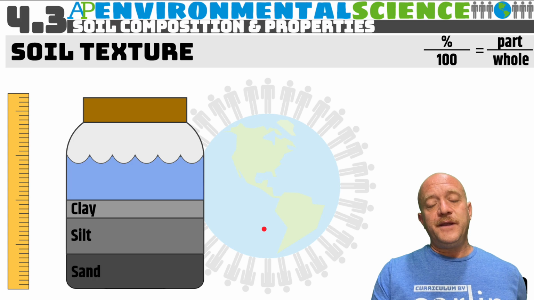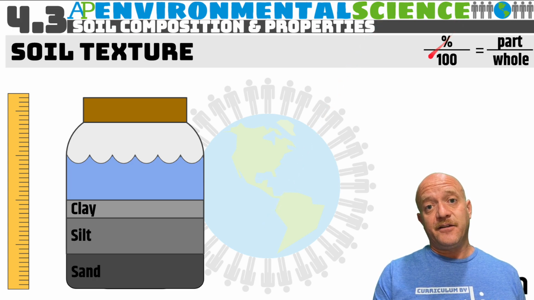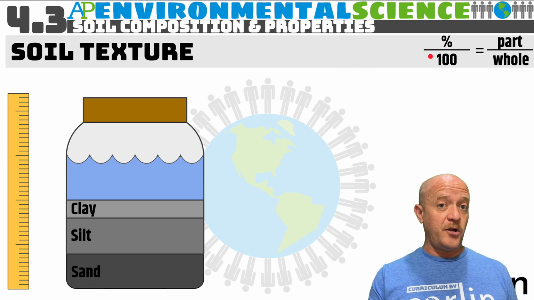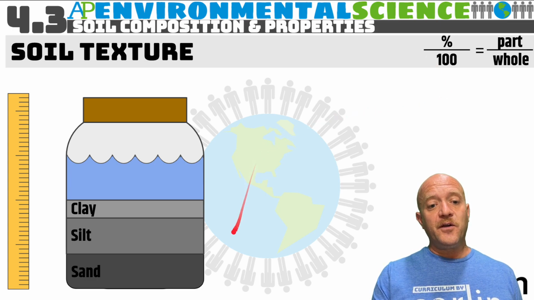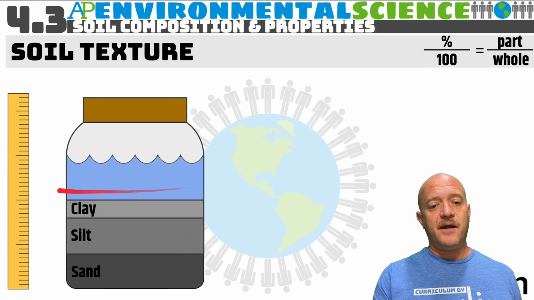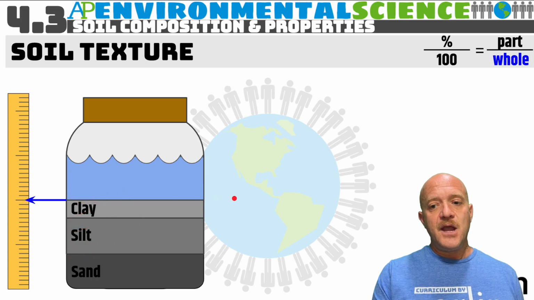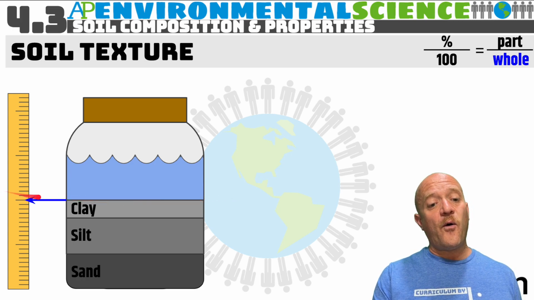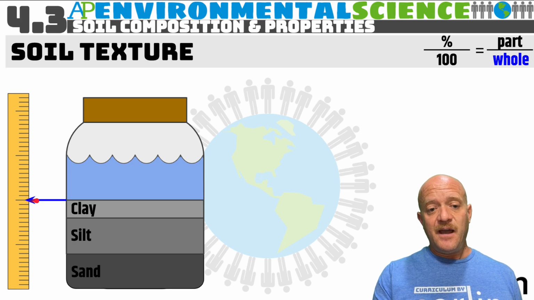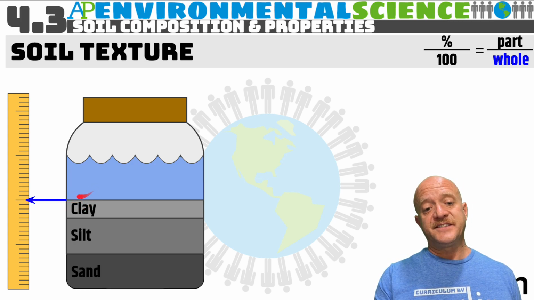Now, what you will do is use this percent calculation. The percent over 100 equals part over the whole. So what you're going to do is measure the amount of total sample that you have, and then measure the component of each one. So for this example, the whole would be the top of the clay, once this is all settled out. This water will become very clear.